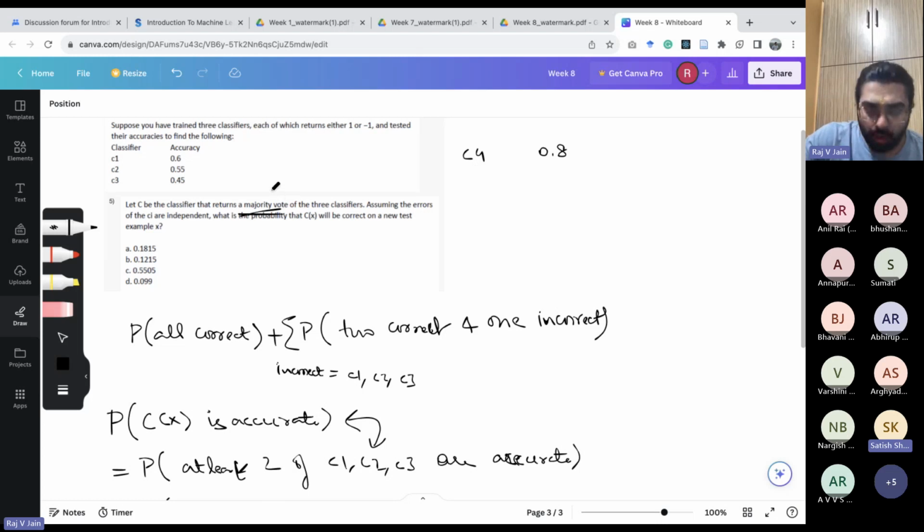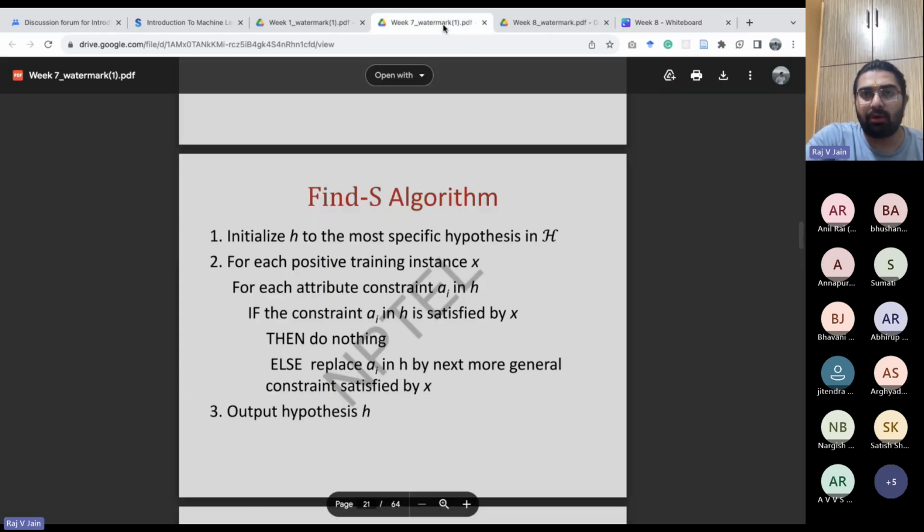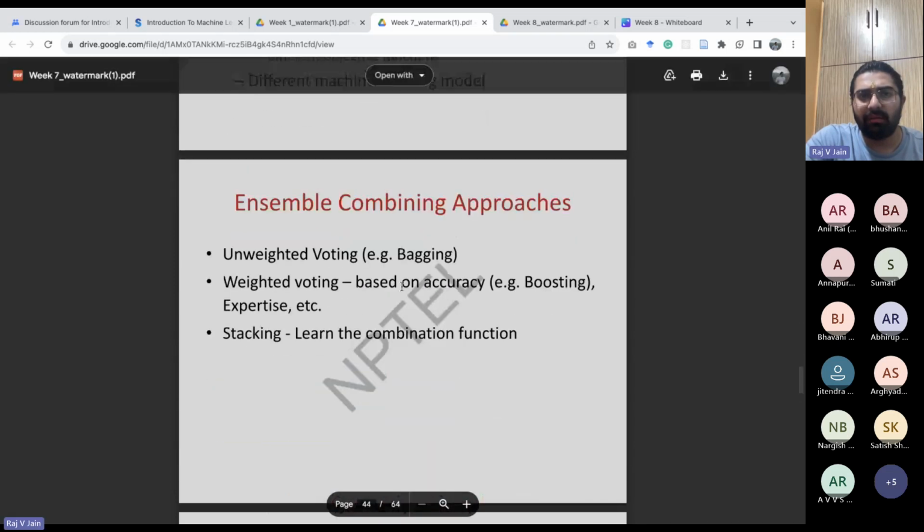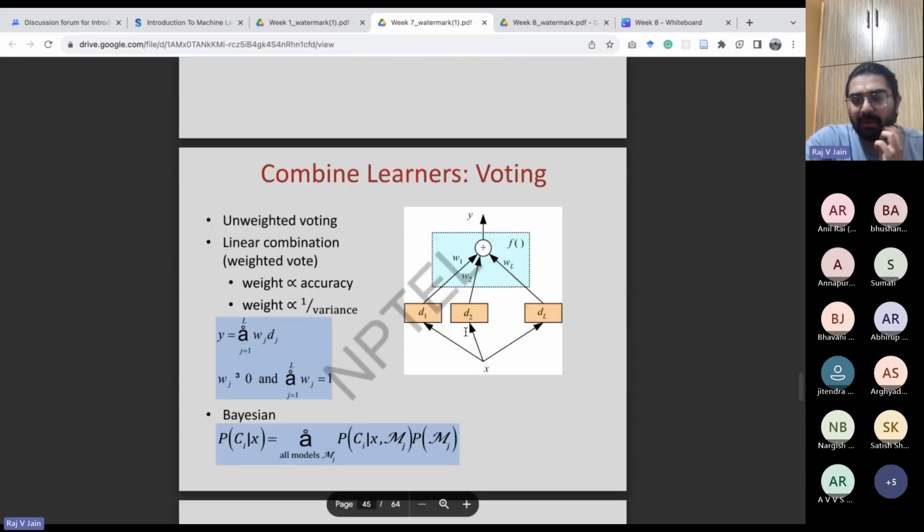Okay, I got your point. Majority vote by default means just the number majority. For a test example C of X, you pass it through all the classifiers, see what each classifier gives you, and take the majority among them. That is the final output of the ensemble. But you also have weighted voting, based on accuracy, right? That is where you're coming from, if I'm not wrong.